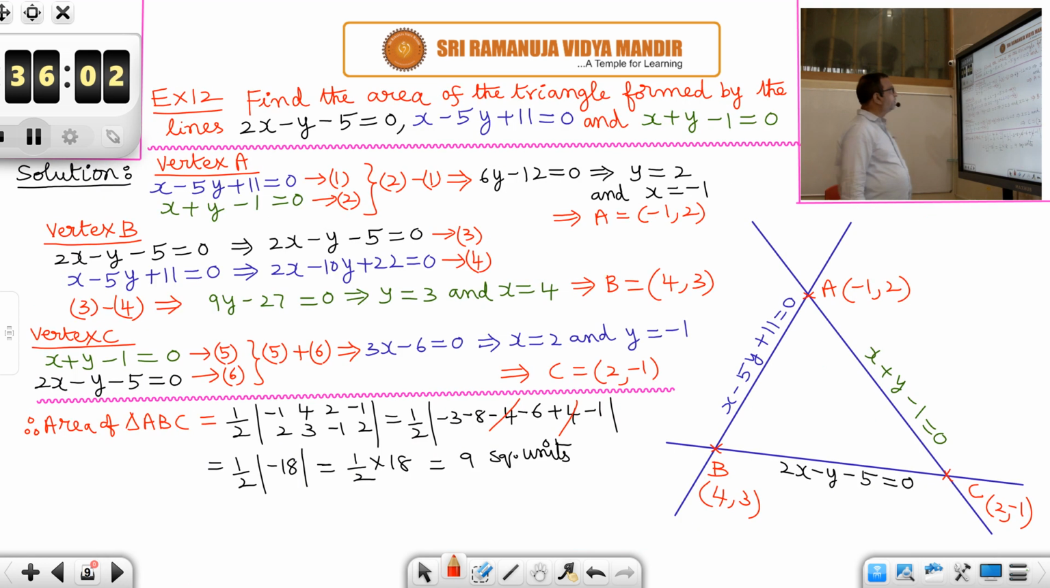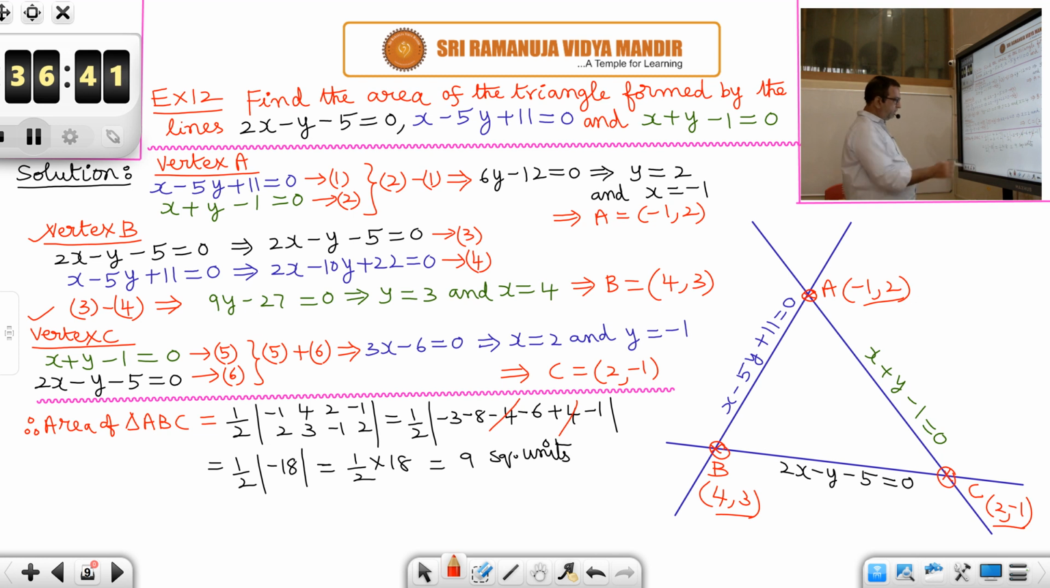Okay, let us see the next example, number 12. Find the area of the triangle formed by the three lines. This is also similar to the previous one. First we have to find the vertices. See, in the diagram you can see three lines' equations are given. So by solving two of them at a time, you can find the vertices A, B, C. After finding the vertices, I got the vertices (-1, 2), (4, 3) and (2, -1). Vertex A here, vertex B here, vertex C here I have found.